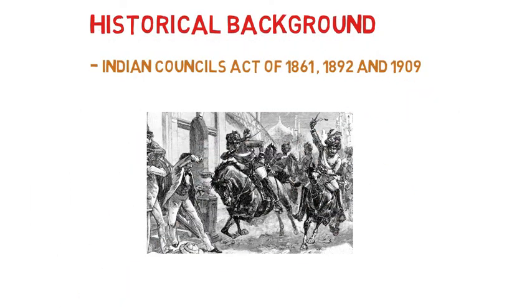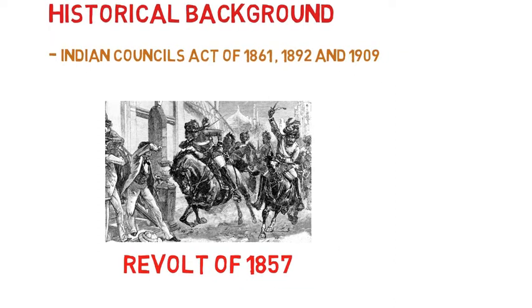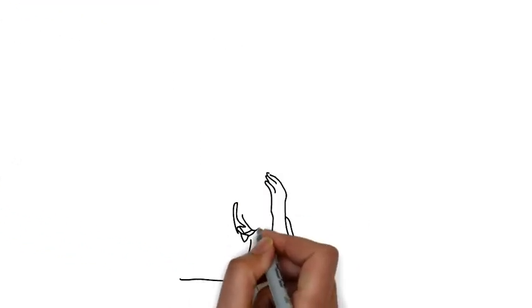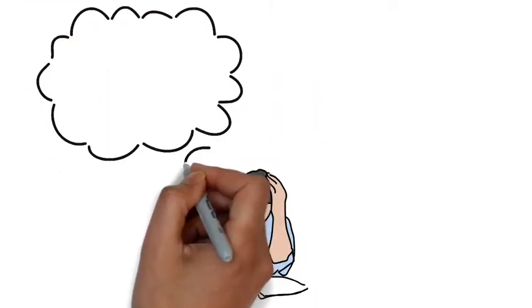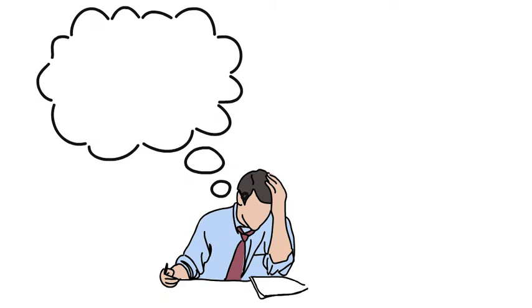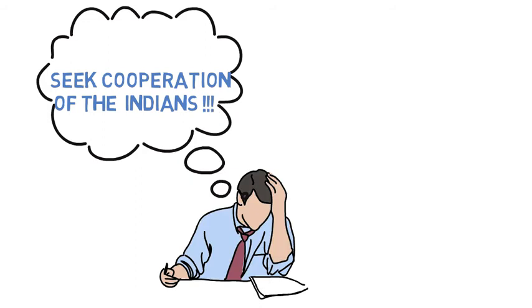The East India Company faced a major jolt after the Popular Revolt of 1857, also known as the First War of Independence or the Sepoy Mutiny. So now the British government got to thinking, what could be done to avoid another Sepoy Mutiny? So they decided, let's take cooperation of the Indians. Thus the British government felt the necessity of seeking cooperation of Indians in the administration of the country.